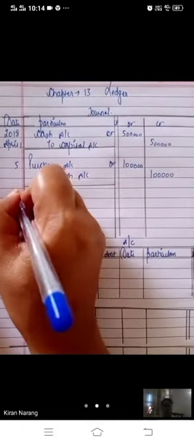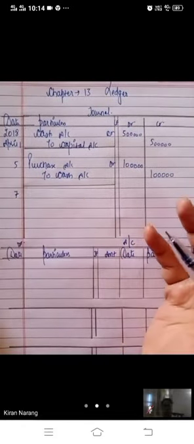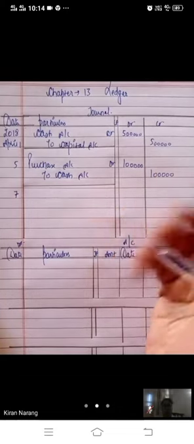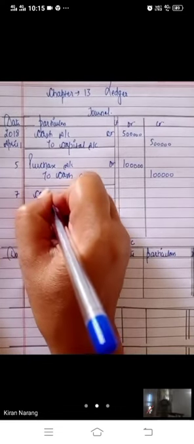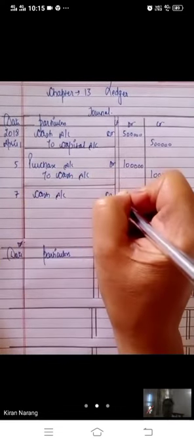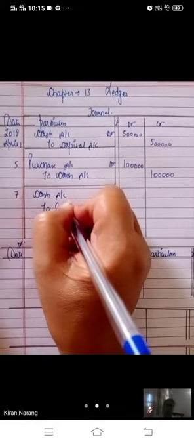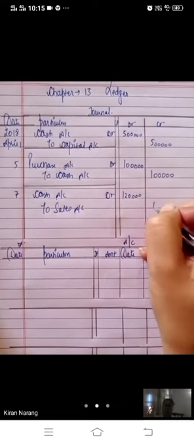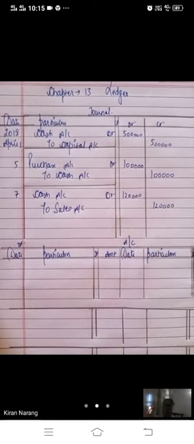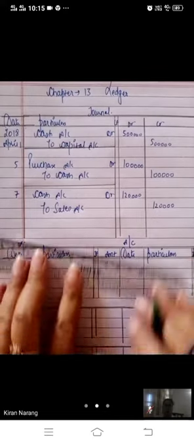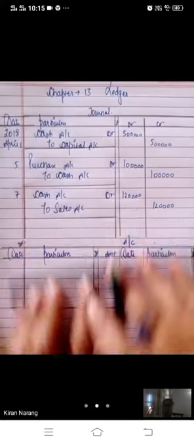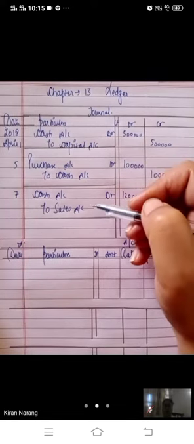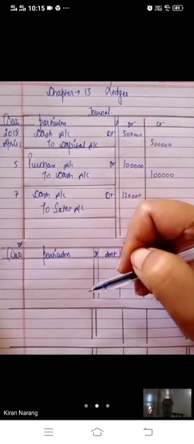Now on 7th April, I'm just taking it imaginary. On 7th April, suppose we have sold goods for cash. Cash account debit to sales account. Suppose we have sold all those goods to someone for 1,20,000. So this is the journal entry for cash sales. So we have taken a few transactions just to explain the ledger posting.